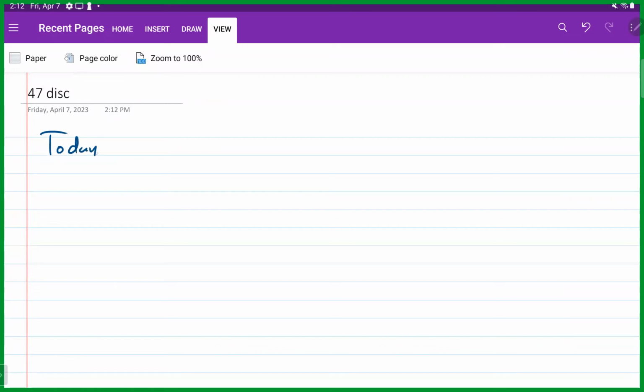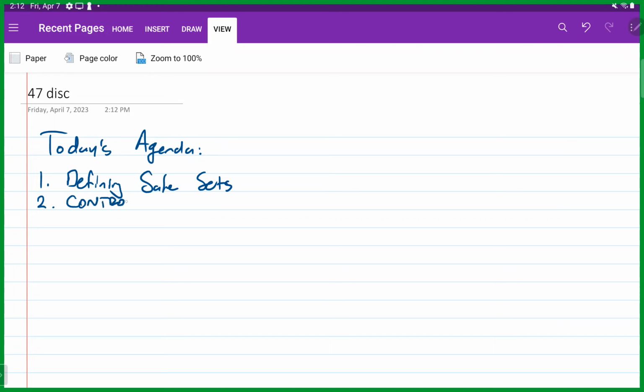So today's agenda, we'll be talking about a couple of different things related to this idea of safety critical control. All right. So we'll start out by defining what a safe set is. Now, once we do that, we're going to move on and talk about something called a control barrier function. Great. And then finally, we're going to talk about something called a CBF QP controller. Okay. And the CBF QP is what you're actually going to be implementing in your next project.